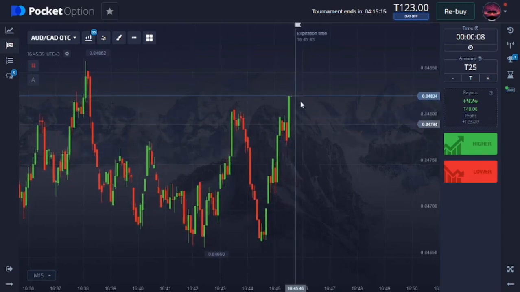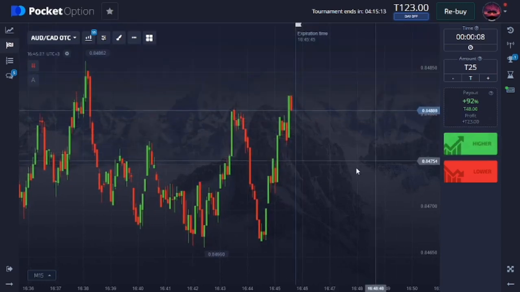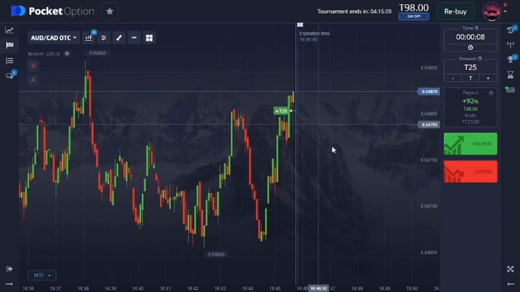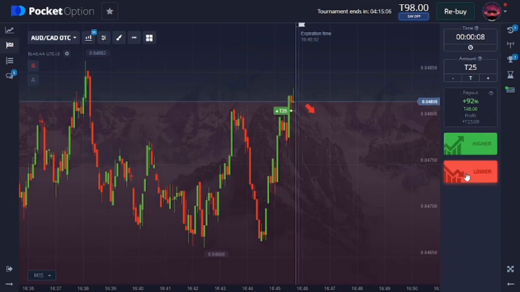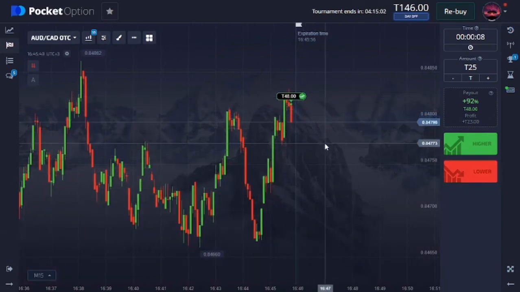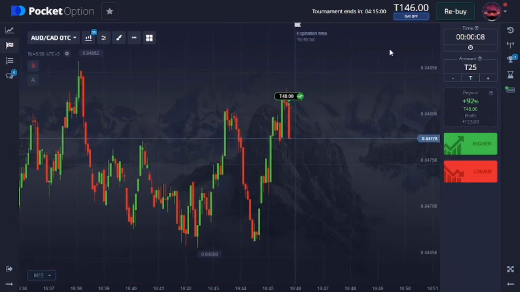I think this thing is going up and up and up. We will enter up. Okay, if it comes down, I will enter down. I am waiting right here. I am waiting. Okay, the time is finished. Perfect.